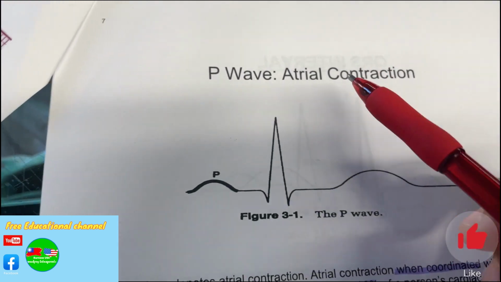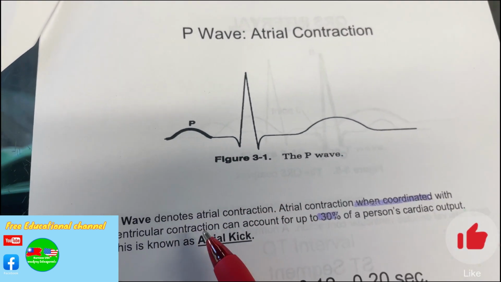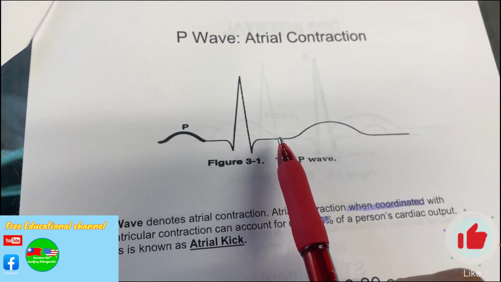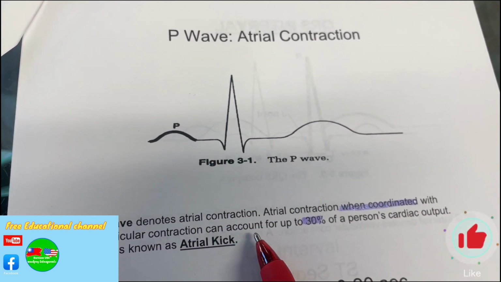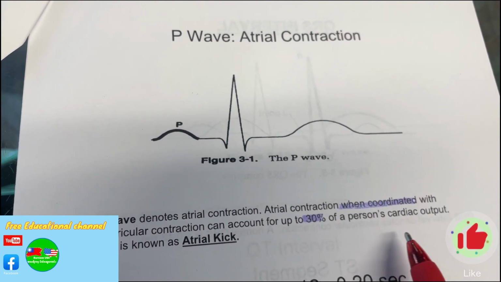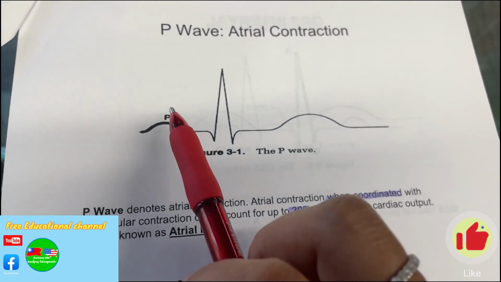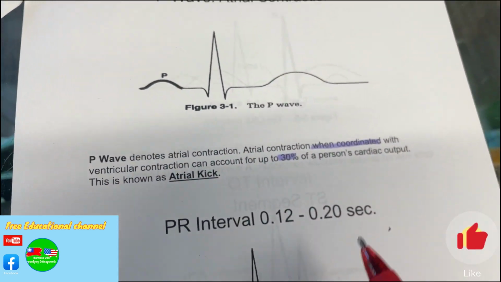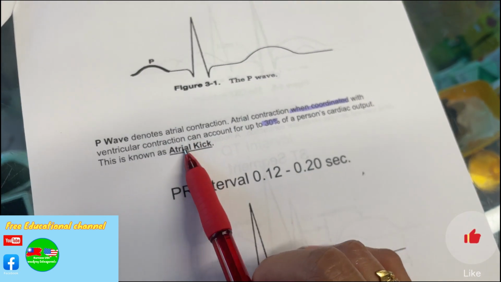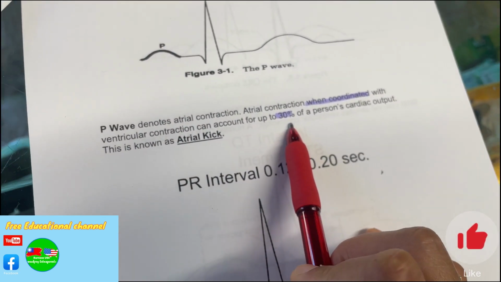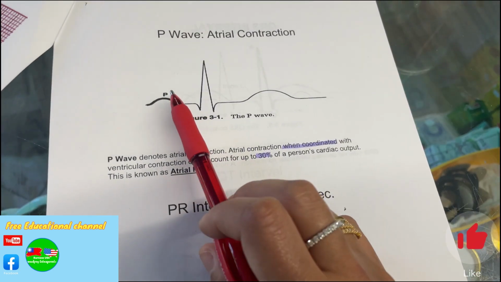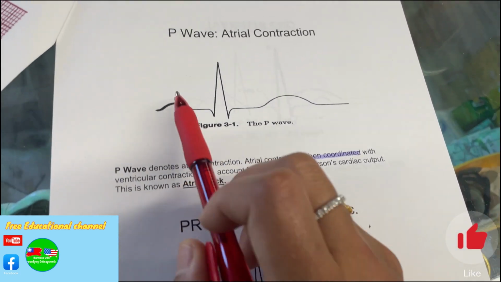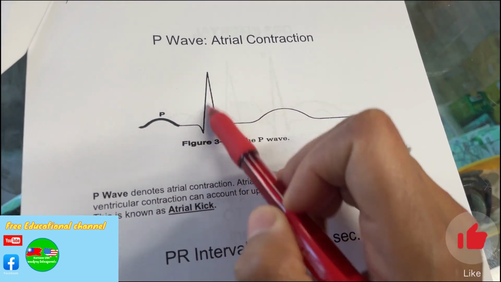So let's see, the P wave denotes atrial contractions, and when the atrial contractions are coordinated with the ventricular contractions, it can account for 30% of the person's cardiac output. It is known as atrial kick. So P, atrial squeeze, atrial kick, okay? And when it's working right, it gives 30% of the cardiac output. Okay, it doesn't have a time limit. As long as there's a P wave, you're good. Okay, PR, that means starting from the P to the QRS.